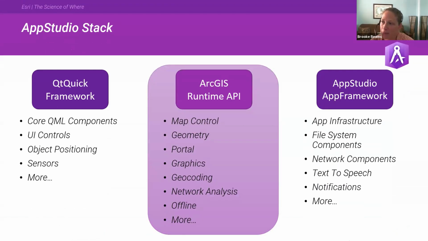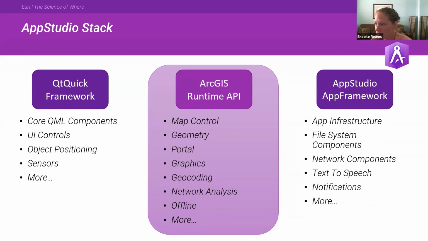So within the AppStudio stack, we have a few different elements. Over there on the left, you see the Qt Quick framework, and that is what we talked a lot about on Tuesday. Those core QML components come from there: rectangles, buttons, text elements, drawers, item delegates, all the things that we looked at, the UI controls, the page. Those are all part of Qt Quick.